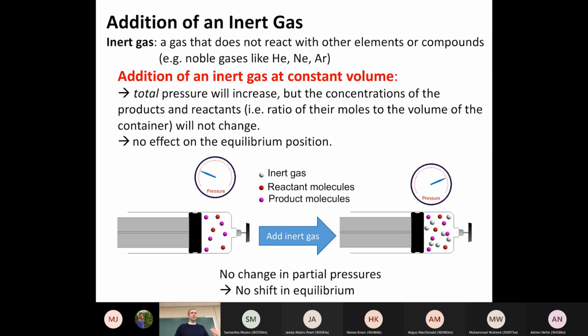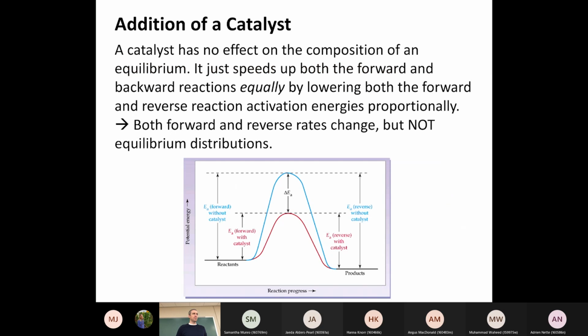So when we say gas phase equilibria will shift depending on the pressure, what we really mean is those equilibria will shift depending on the partial pressures of products and reactants. So adding an inert gas doesn't change that. So adding an inert gas will have no effect on the position of an equilibrium. That's really all I have to say about adding an inert gas. No real effect on an equilibrium position.